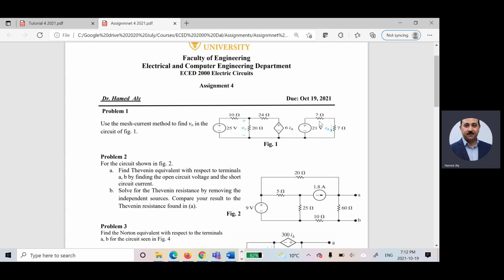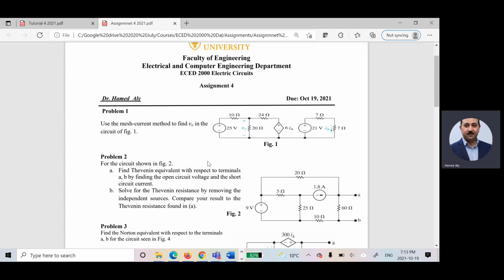Then I will say the summation of the voltage here is equal to 0. Based on that mesh, I can find the current I delta. Am I right? Based on I delta, I can find this voltage. Then the summation of the voltage for this mesh is equal to 0, and for this mesh is equal to 0. Any question for this problem?